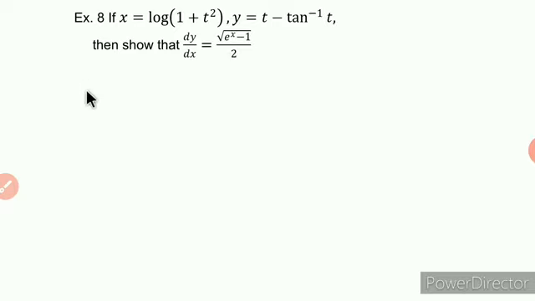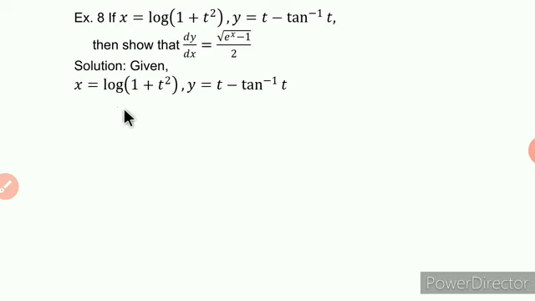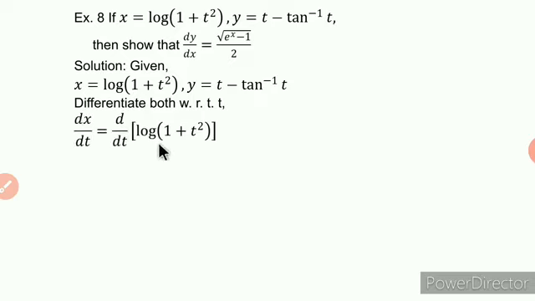Okay. So solution. Given x is equal to log of (1 plus t square) and y is equal to t minus tan inverse t. Differentiate both with respect to t because both are parametric functions of t. So dx upon dt is equal to d by dt of log of (1 plus t square). Now taking the derivative we get 1 upon (1 plus t square) into d by dt of (1 plus t square). Now the derivative of 1 plus t square is 2t, so it is equal to 2t divided by (1 plus t square).